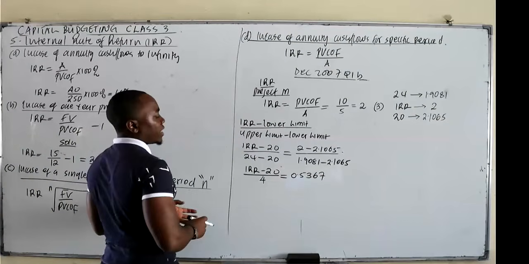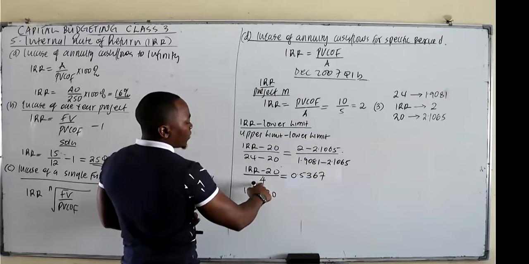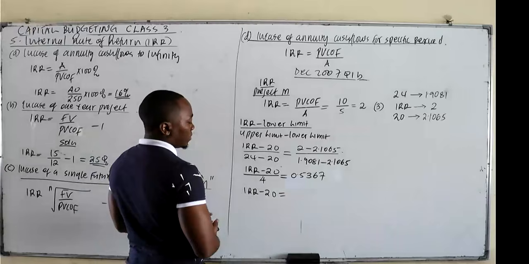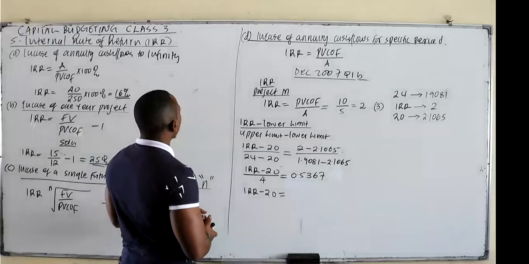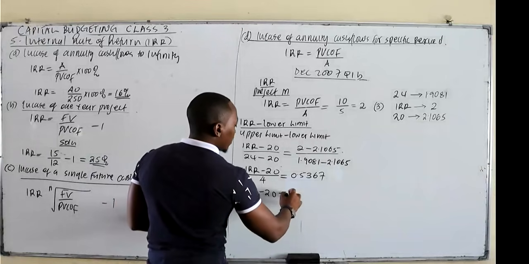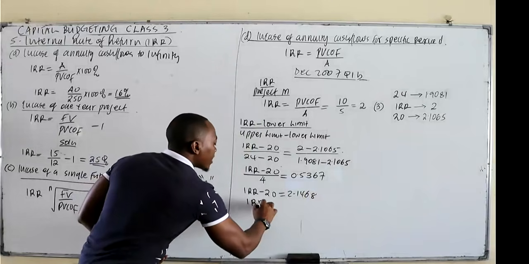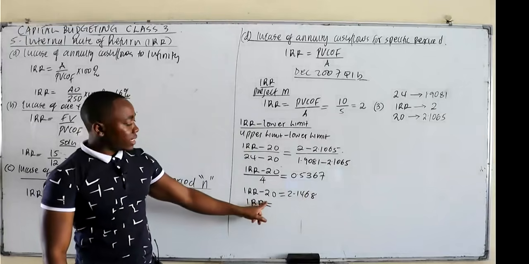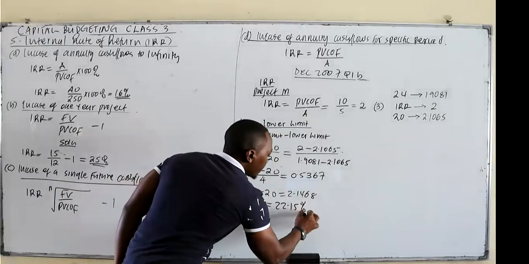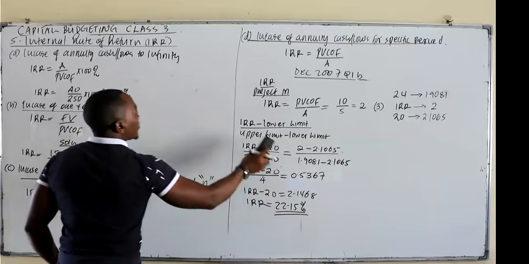0.5367. Then once we have that, you cross multiply. So if you cross multiply, it would be IRR minus 20 equals 4 times the answer, which is 2.1468. Now what we need is IRR. So to get IRR, take this negative 20 to the other side, so it becomes a positive. So it will be 22.15%. As simple as that. So that was for project M.